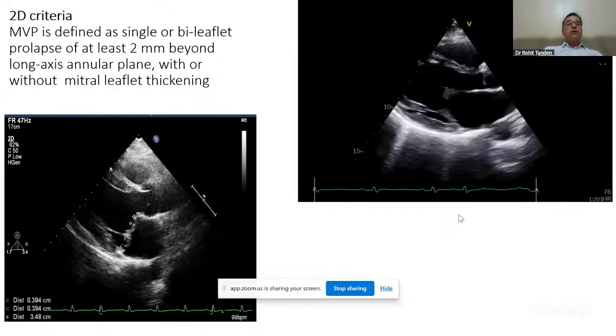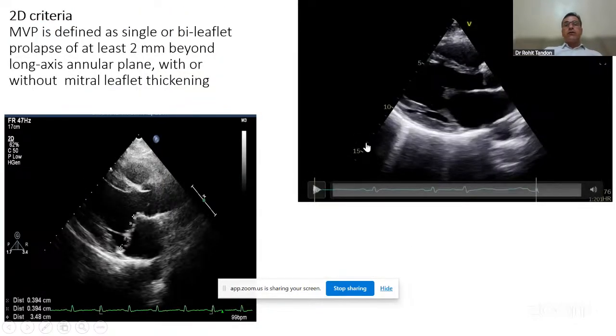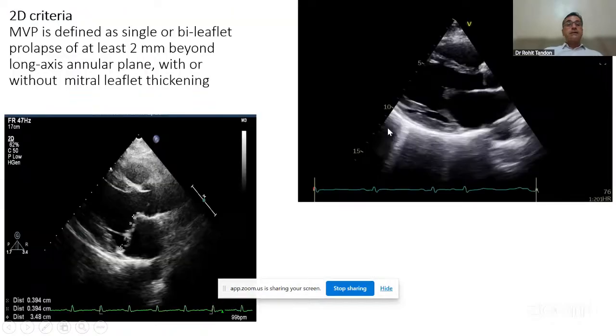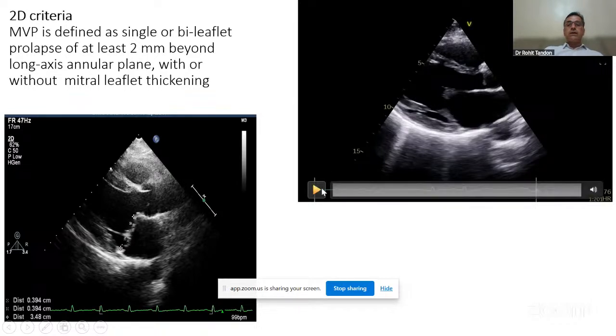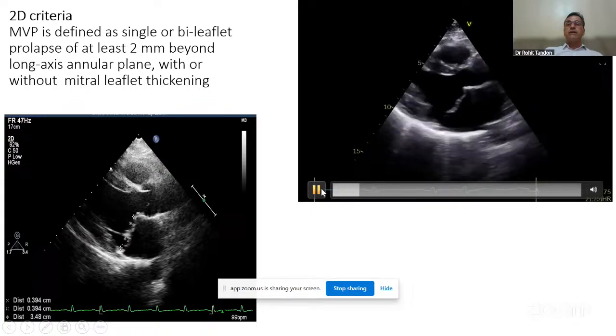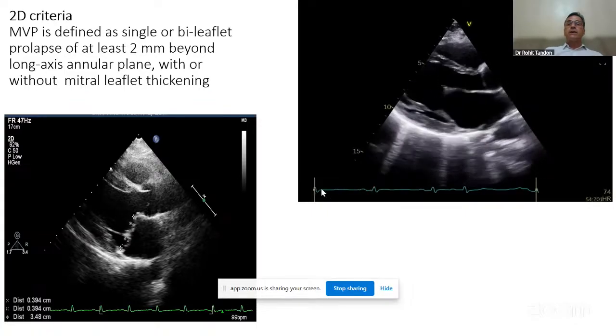So then came the 2D criteria. In 2D, mitral valve prolapse was defined as a single or bileaflet prolapse of at least 2 millimeters beyond the long axis annular plane with or without mitral thickening. This is the mitral annular plane which we are talking about, and from here we measure the anterior and posterior leaflets. In this case, bileaflet prolapse was there, and here we measure the prolapsing depth. So this is the depth, and this is the case in which we have measured this, a bileaflet prolapse in a patient.